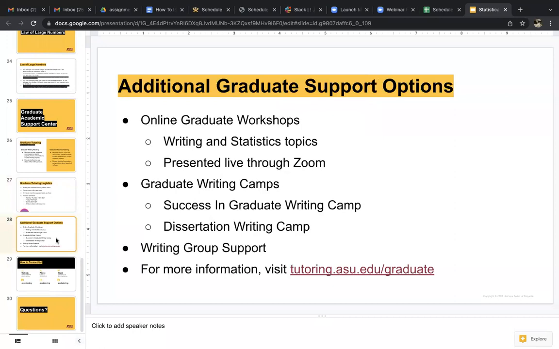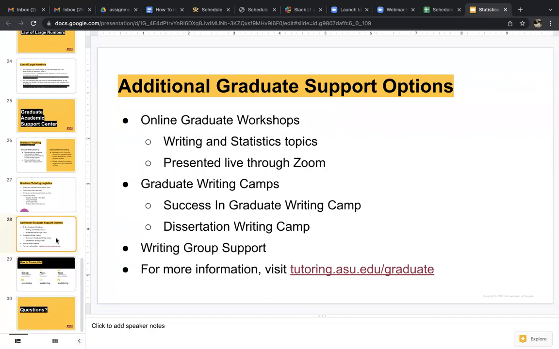If you proceed to the next slide, we also have other graduate support options that involve online grad workshops. They don't just cover statistics topics. Hopefully you've all had some emails on writing topics as well, covering a variety of writing topics. Off the top of my head, our next stats one is statistical concepts part 2, and then we have intro to R and intro to SPSS. Those are presented through Zoom.